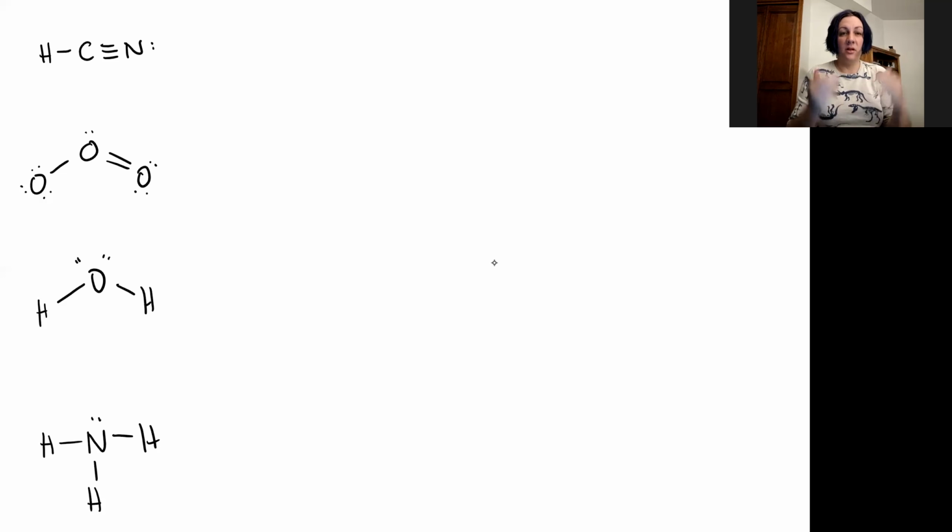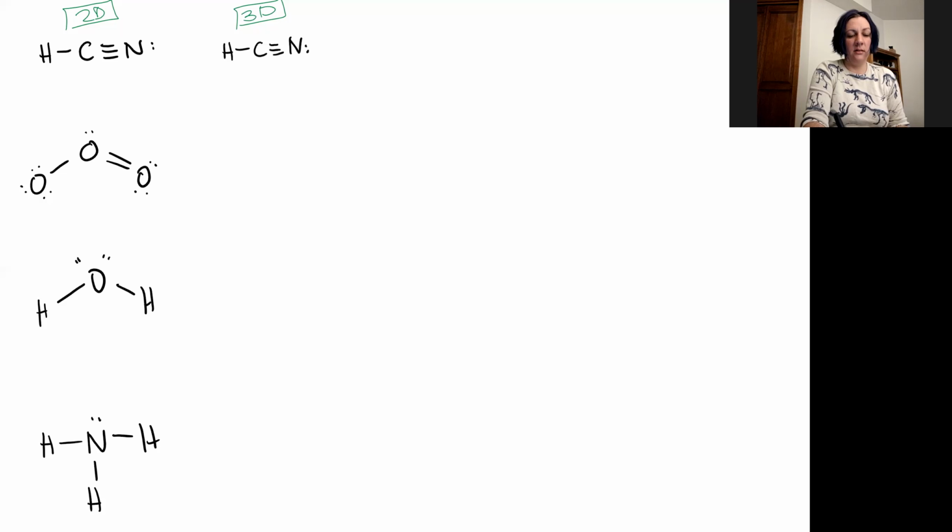So I'm going to start with the simplest ones and then work our way down. We're going to start with a linear molecular geometry as an example. So our top molecule here is hydrogen cyanide. And if I were to draw that, we've got everything here in 2 dimensions. And if I was to draw that in 3 dimensions, it would look exactly the same, which is kind of the nice thing about linear molecules.